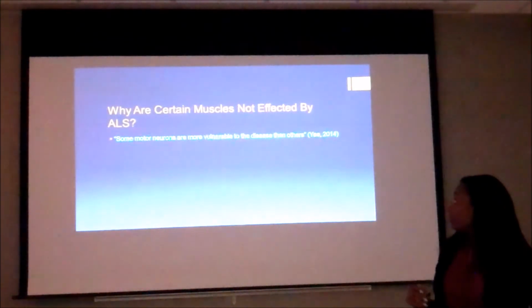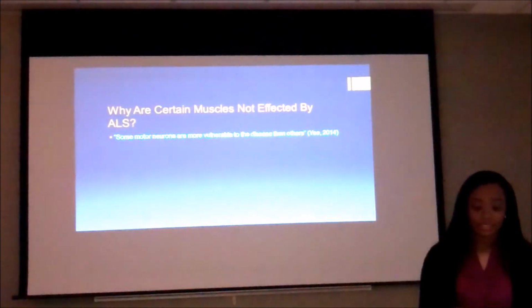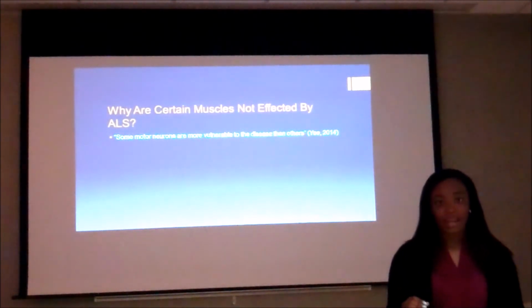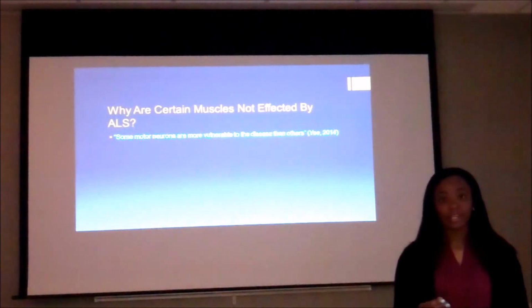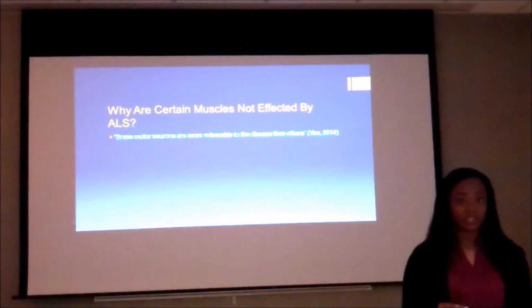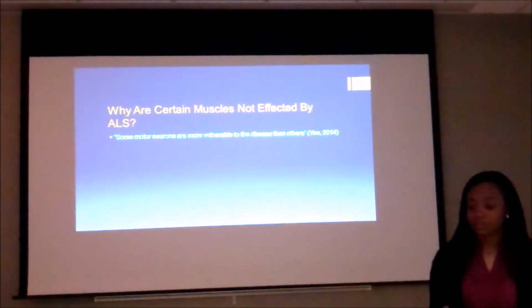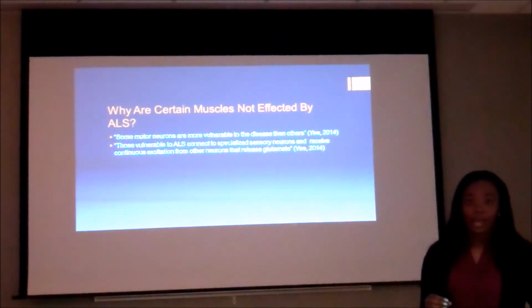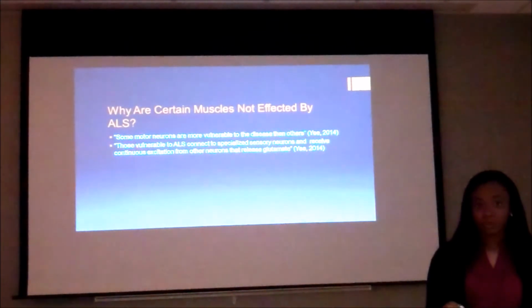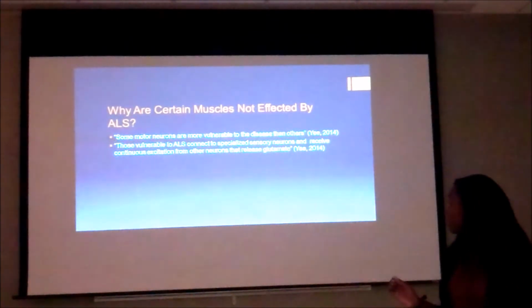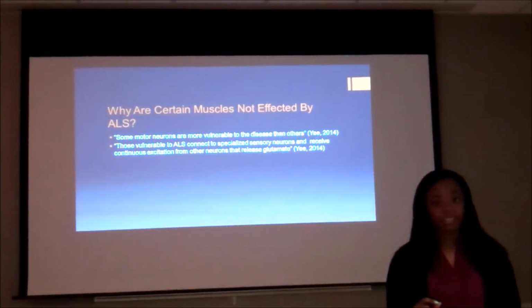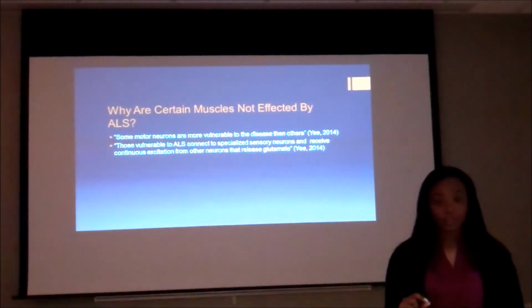So why are certain muscles not affected by ALS? The fact that some muscles are not affected by the ALS just shows that some muscles are more vulnerable to the ALS disease than others. It is also important to note that those that are vulnerable to the ALS disease connect to specialized sensory neurons, and they receive continuous excitation of glutamate.